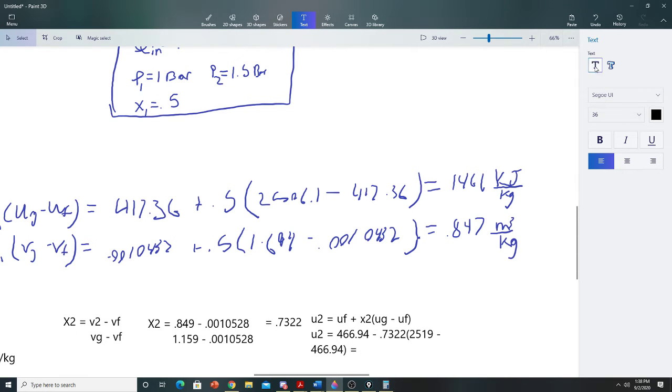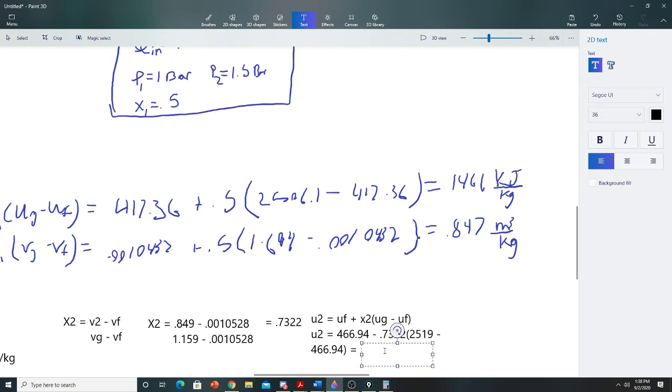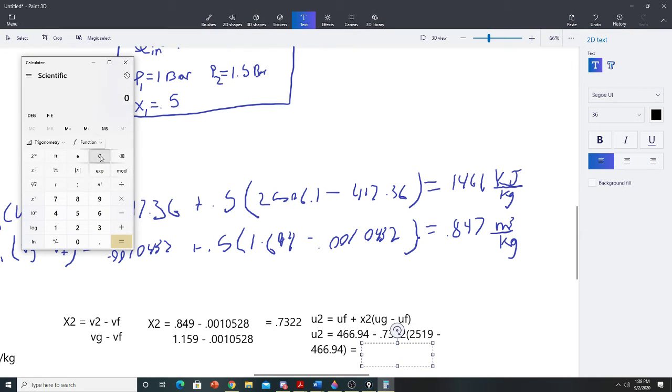So that number is just positive. I just flipped the sign. Right? Essentially. Okay. So 1035, which actually, no, that's not right. I have to redo that. I just looked at it again. You're right. 466.94. I didn't just flip the sign. It's different than that.